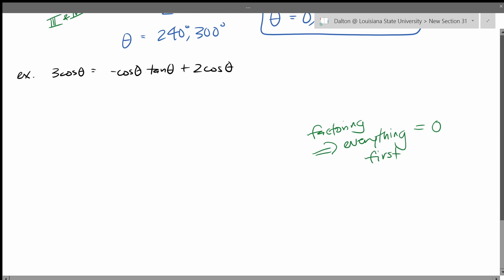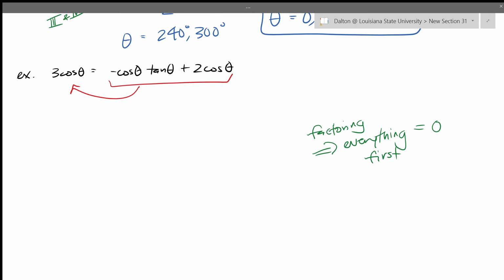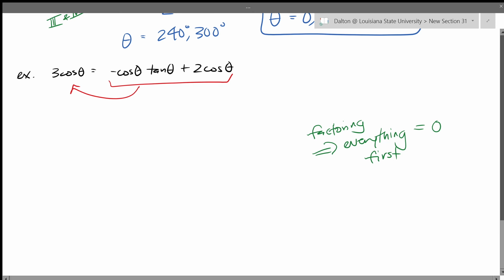So let's do that. Let's take everything on our right-hand side and move it to the left. Or you could do vice versa, but I just see some negatives on the right, so I know that they'll be positive if I bring them to the left. So I've got 3 times the cosine of theta.